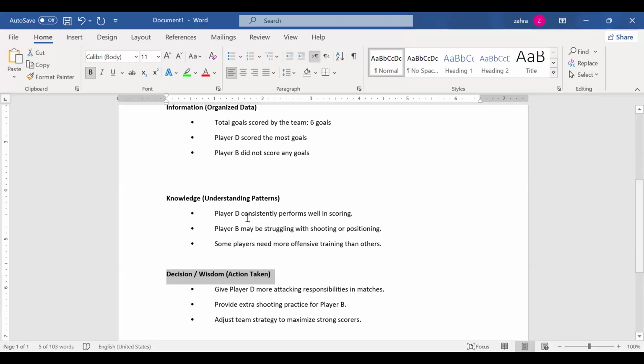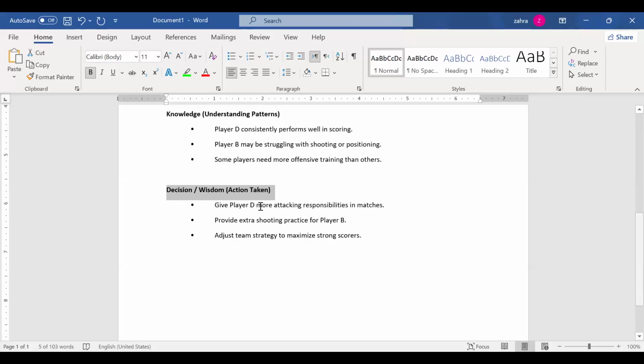But in the knowledge step we understand the patterns. Here we know that player D consistently performs well in scoring, player B may be struggling with shooting or positioning, and some players need more offensive training than others. The last step is decision wisdom. Here we share our insights and take action based on the information we have achieved. For instance, give player D more attacking responsibilities in matches, provide extra shooting practice for player B, and adjust team strategy to maximize strong scores.